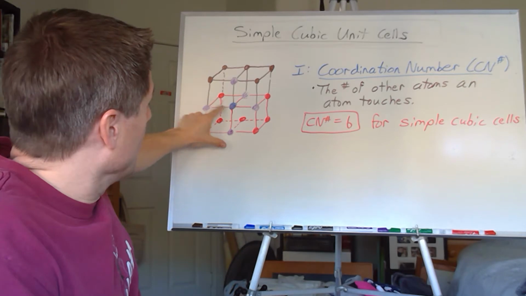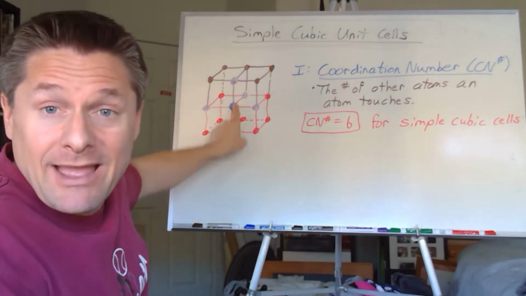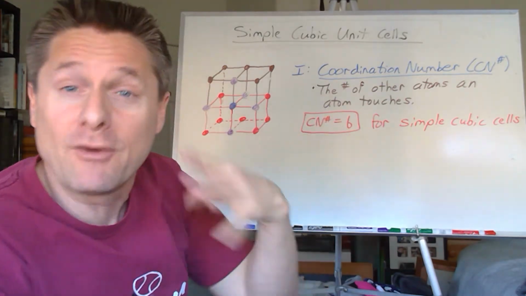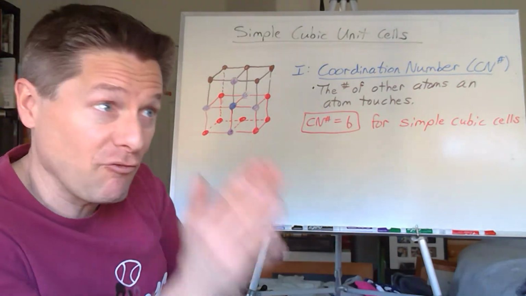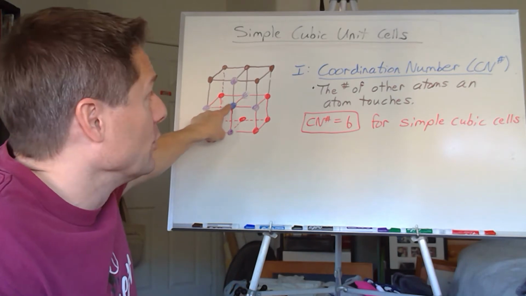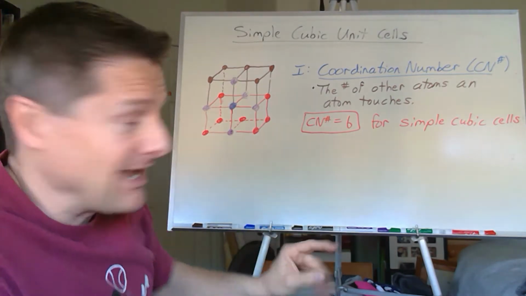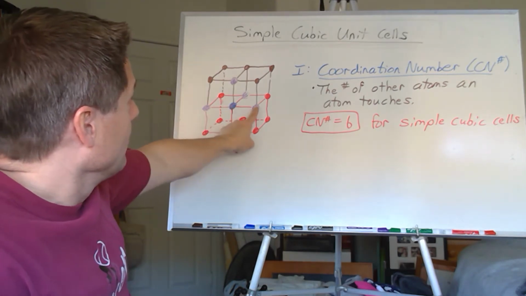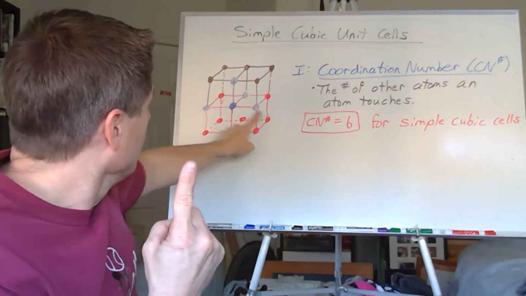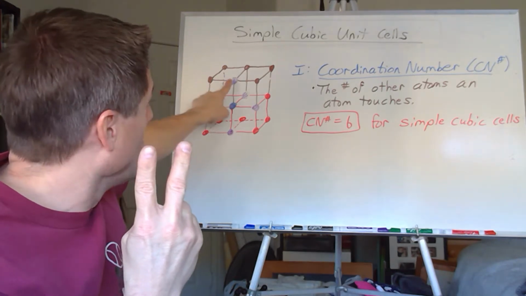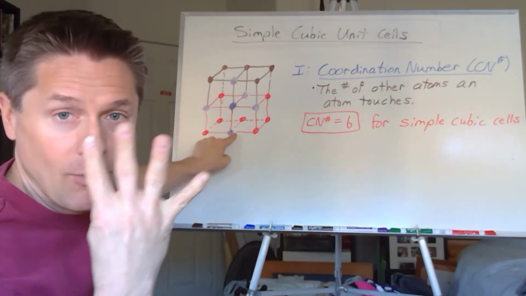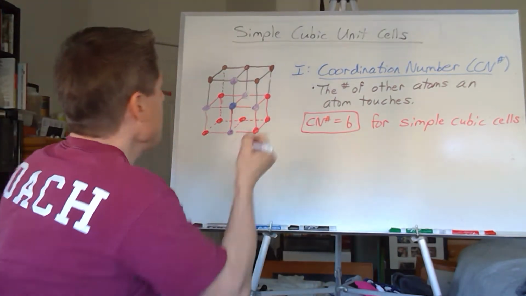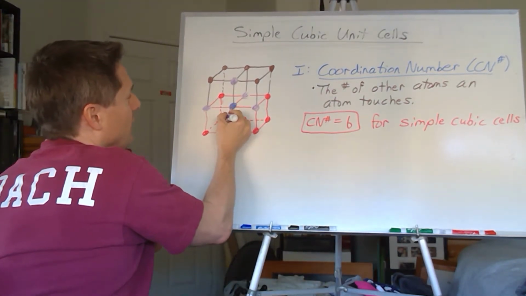So here's my repeating ones with the atom centers at the corners. Coordination number is the number of other atoms a specific atom touches. So focus on one atom, that blue one. How many other ones does that touch? Remember, these are actually touching. We're just drawing the centers here. It's going to touch the one to its right, the one to its left, the one above it, the one below it, the one behind it, and there's another one.